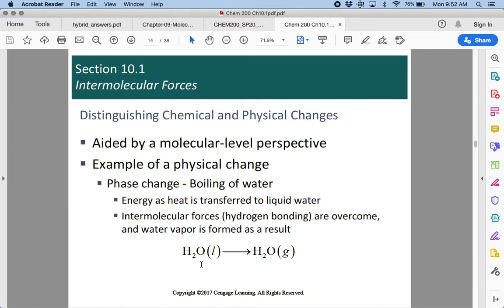But we know that when we take liquid water and we add heat to the system, we can make it boil, and then it becomes a gas, it becomes steam. So by adding that heat energy into the system, we're able to disrupt and break apart that intermolecular force, allowing those water molecules to move further away from each other and become a gas. So the breaking up of intermolecular forces relates to a change in physical state.